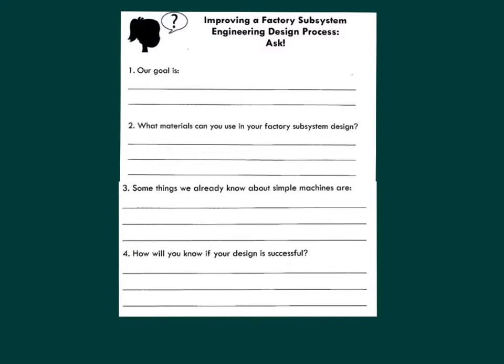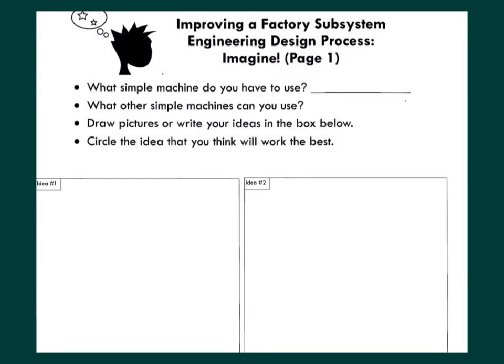Improving a Factory Subsystem, Engineering Design Process. Ask. 1. Our goal is. 2. What materials can you use in your factory subsystem design? 3. Some things we already know about simple machines are. 4. How will you know if your design is successful?